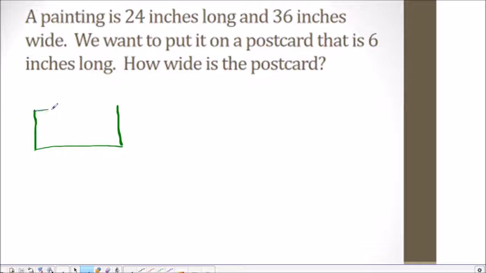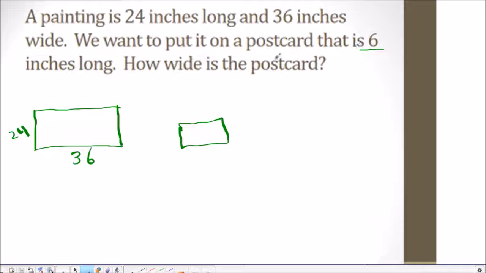Okay, and this is like an actual painting someone did. Okay, 24 and 36. All right, and we want to put that on a postcard. Hey, that makes sense. You go on a vacation, you send back a postcard to somebody, maybe you went to the beach or something like that, and you want that picture you send back to look right. So we're going to have a postcard. The postcard's probably a little smaller than the original painting.